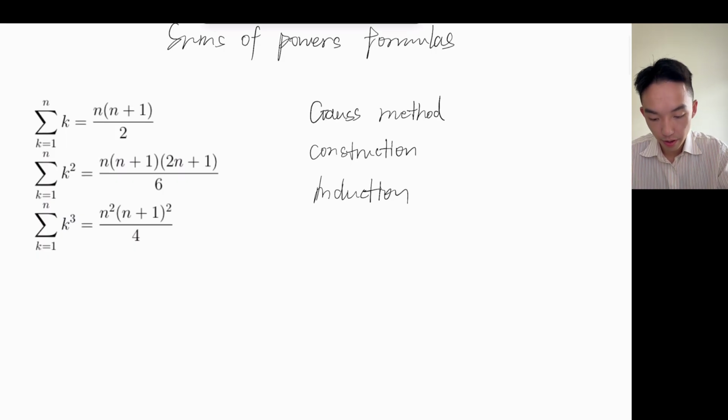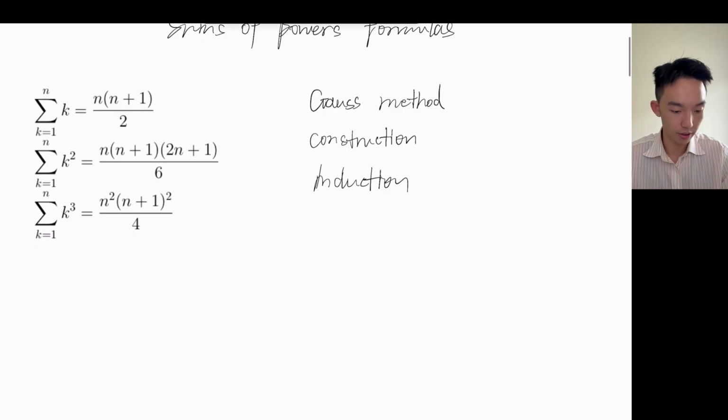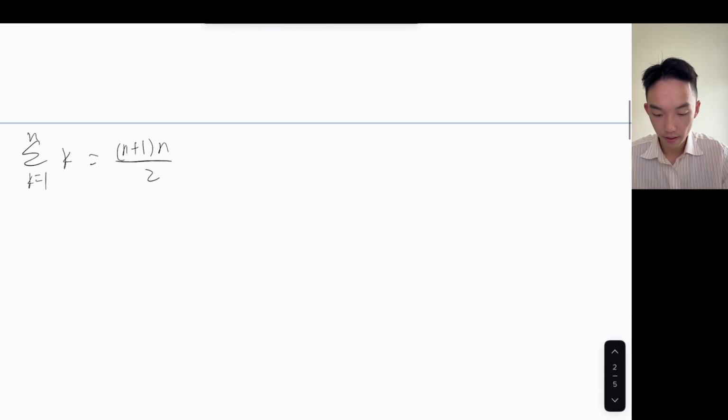So we have three formulas here: the sums of k to the power 1, the sums of k squared, and the sums of k cubed. We actually have many methods to prove them, but today we're going to talk about the Gauss method and the proof by induction. So let's go through it.